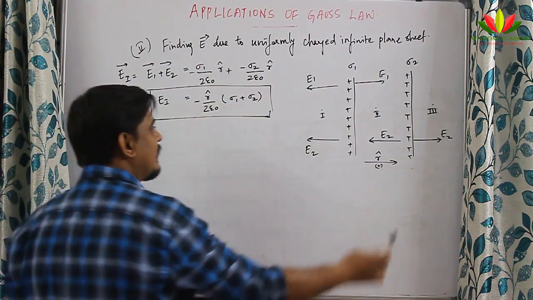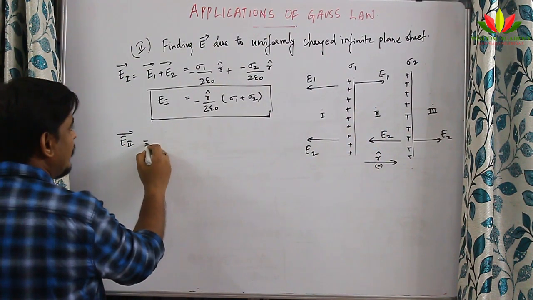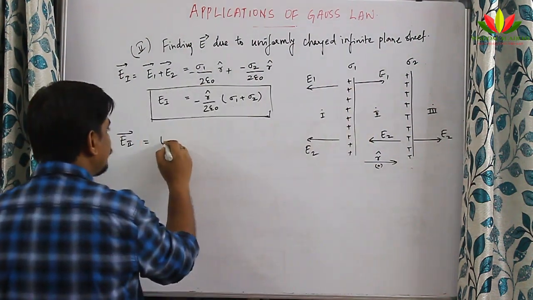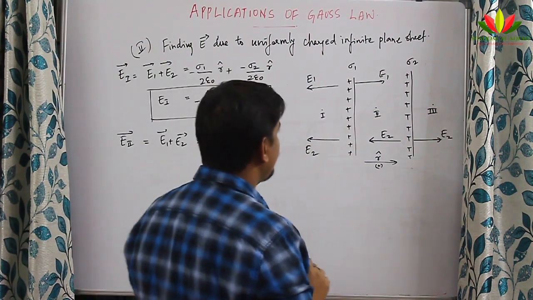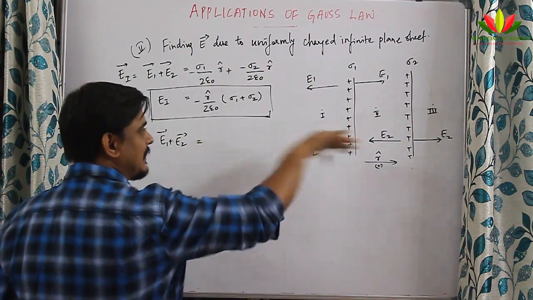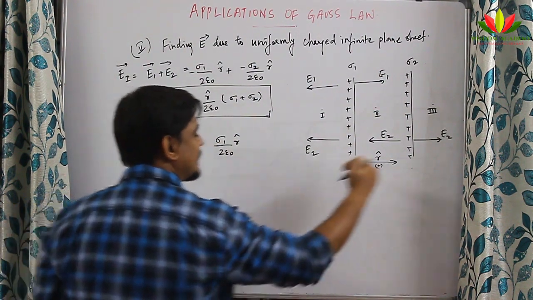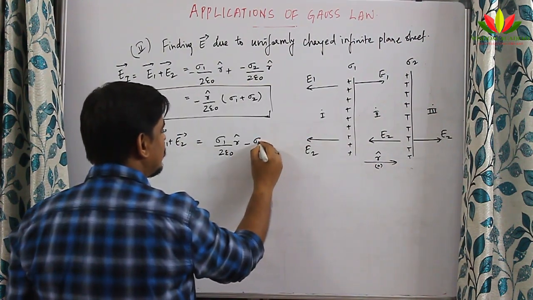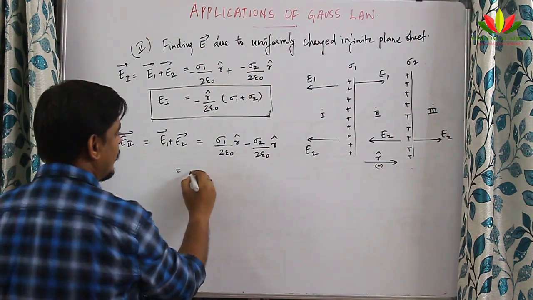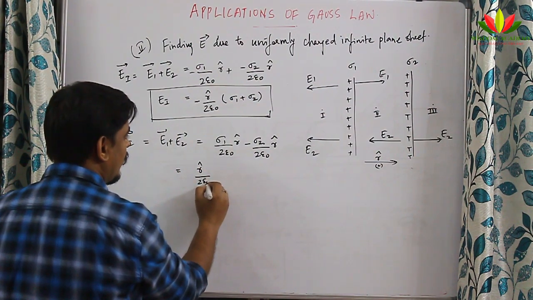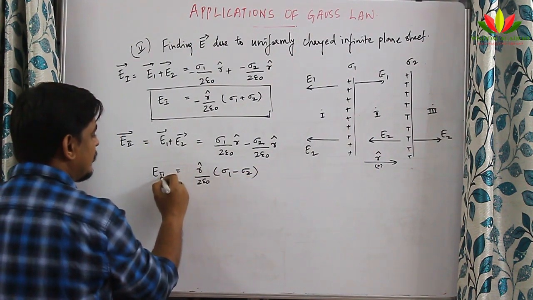In the same way, if I want to find the electric field at the second point, what will it be? The electric field at the second point will again be E1 plus E2, and let us find that value. E1 will be in the same positive direction, so it will be positive sigma 1 by 2 epsilon naught R cap, whereas E2 will be negative, so minus sigma 2 by 2 epsilon naught R cap. If I take R cap by 2 epsilon naught common, I will get sigma 1 minus sigma 2. This is the value of the electric field at the second point.